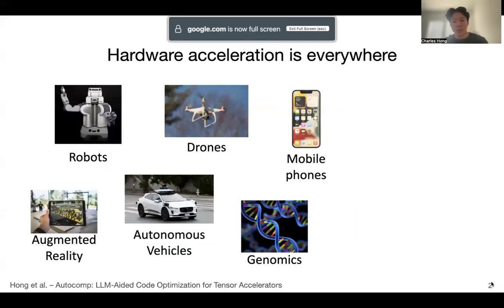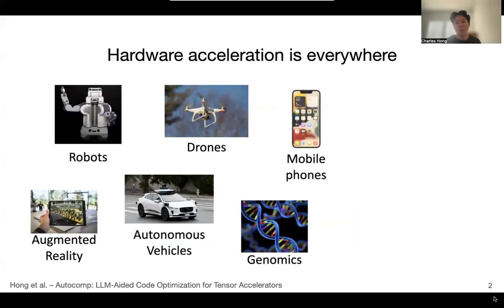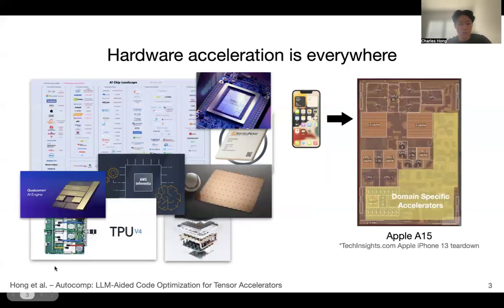As I'm sure we're all aware, hardware acceleration is everywhere today. Across domains, if you take a look at the SoC in your phone, a lot of the space on the chip is taken up by domain-specific accelerators. And the market for accelerators for tensor processing, specifically in machine learning, has also exploded. There are tons of different vendors and companies designing these chips.